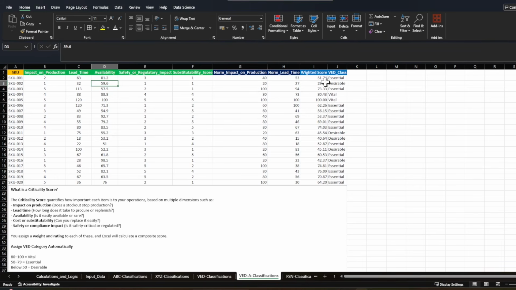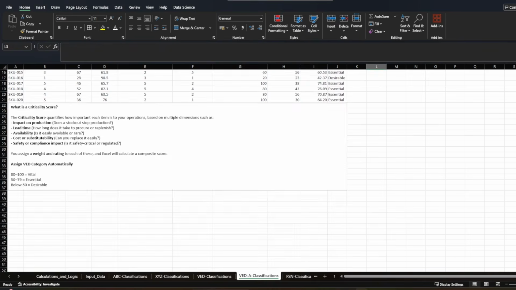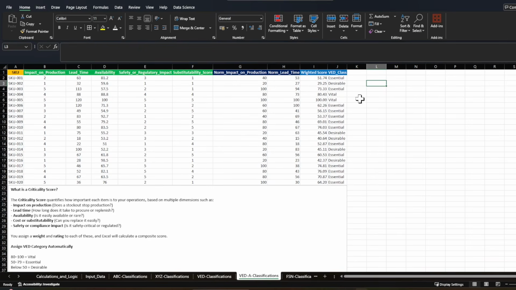Then you are going to calculate your weighted score, and here you can provide weightage as per your need, but here I am providing weightage like 35% for the impact on production, 20% for the lead time, 20% for the availability, and likewise. Okay, and then you can provide the classification as per the range of the score, which is that, let's say, this item is vital as per my criticality score, this is desirable, this is essential. So this is quite a powerful way to identify the criticality of your items, and as you are able to identify the criticality, you are going to assign the inventory policy for them.